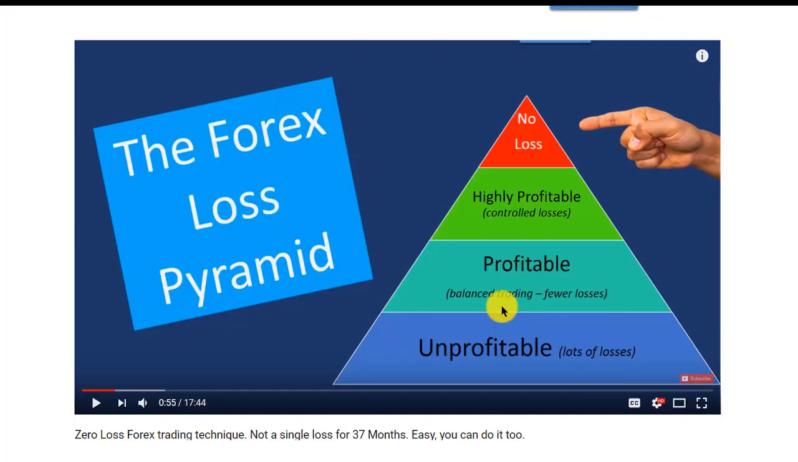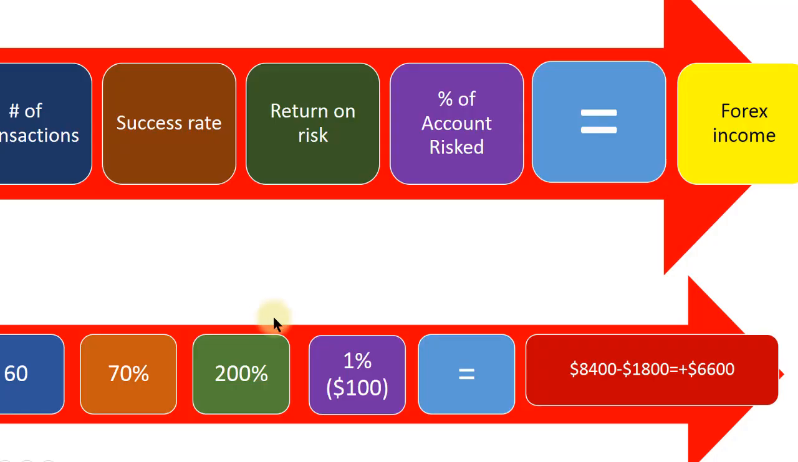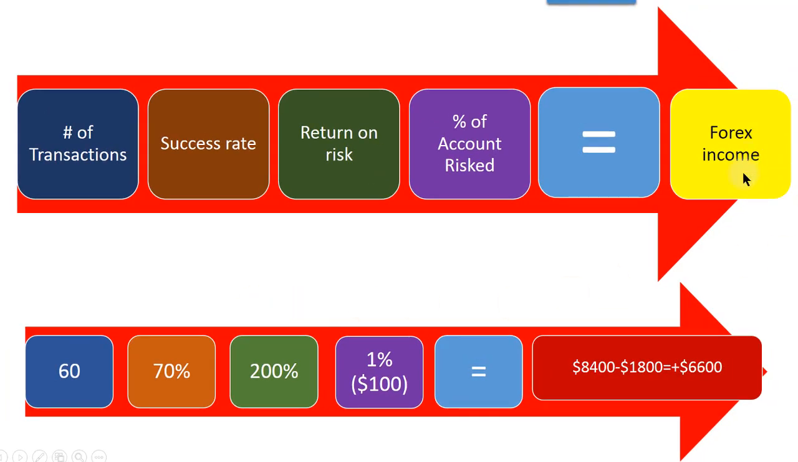Then this week I also published a video on trading Forex at no risk. In this video we looked at the formula for Forex income. The formula is a very simple one. It says there are 4 factors to take into account. Firstly, the number of transactions that you do during a period, let's say a month, and what success rate you achieve over that period, and then what your risk return ratio is. In other words, if you're risking $100, are you making $200 or are you making $50, that type of thing.